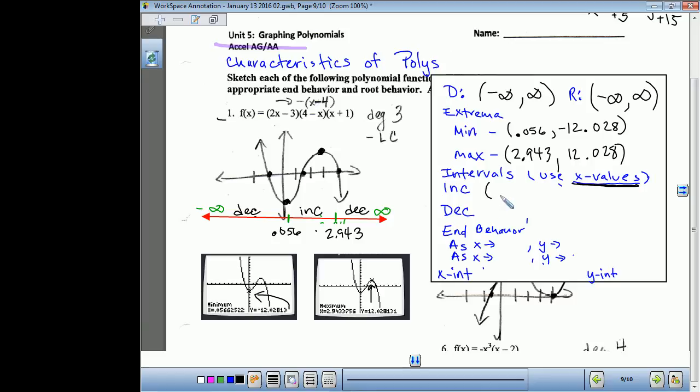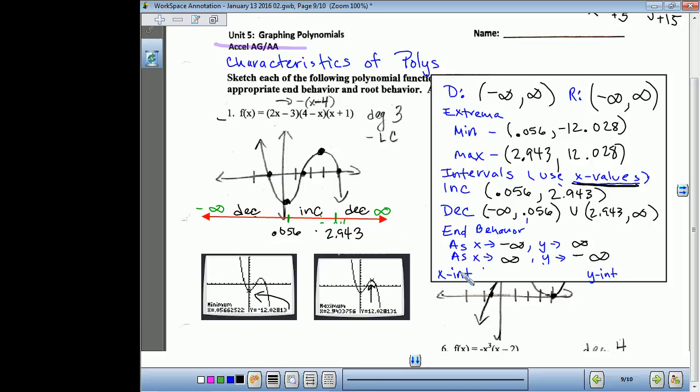So this has an increasing interval from 0.056 to 2.943. The decreasing intervals are from negative infinity to 0.056, union with 2.943 to infinity. As x approaches negative infinity, what does y approach? Positive infinity. As x approaches positive infinity, what does y approach? Negative infinity.